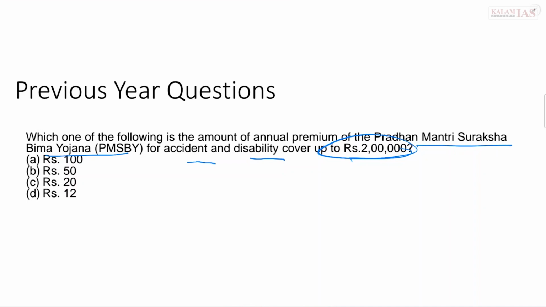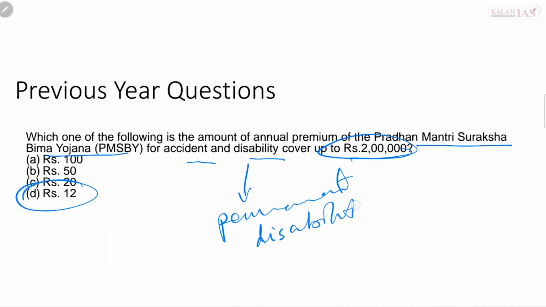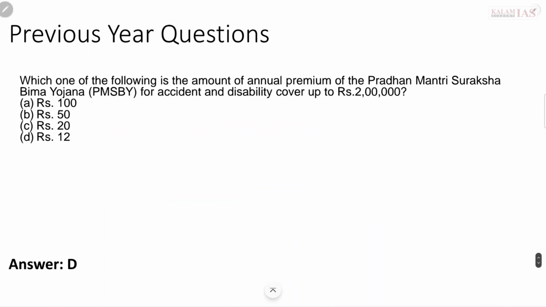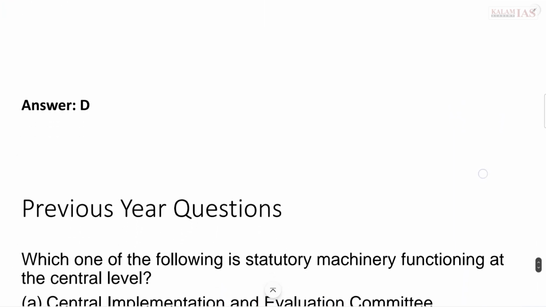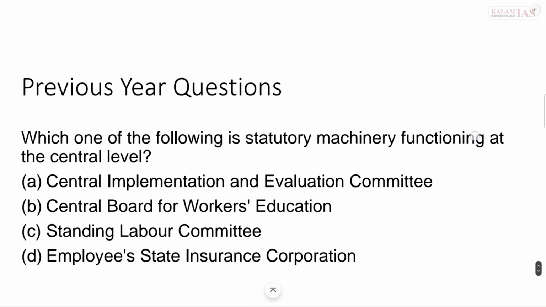We discussed the PMSBY in depth, that only for rupees 12 you will get accident and disability cover up to rupees 2 lakhs. Remember, this is only for permanent disability, not for temporary accidents. Okay, but only in rupees 12. So the answer is D, rupees 12. Let us discuss the next one.